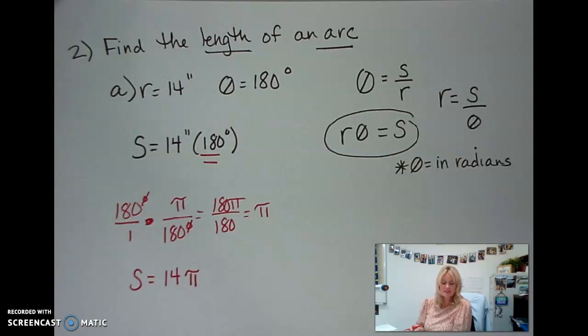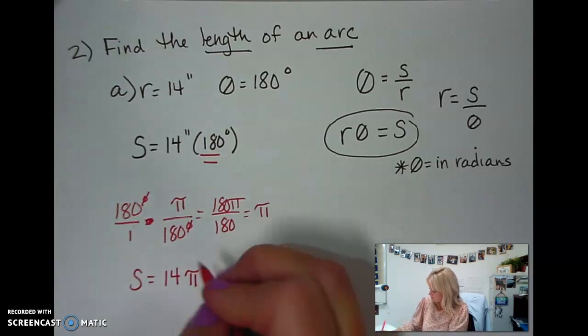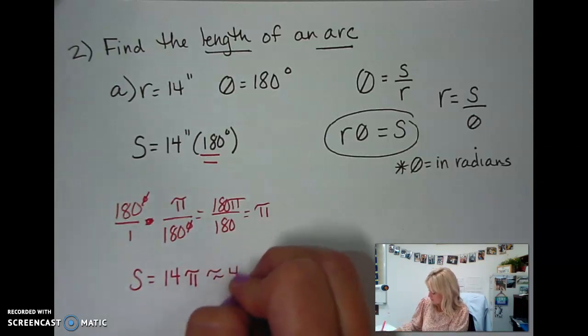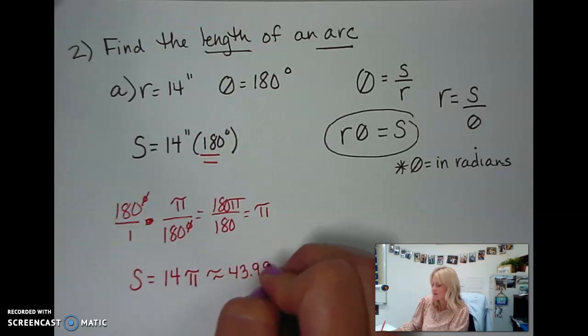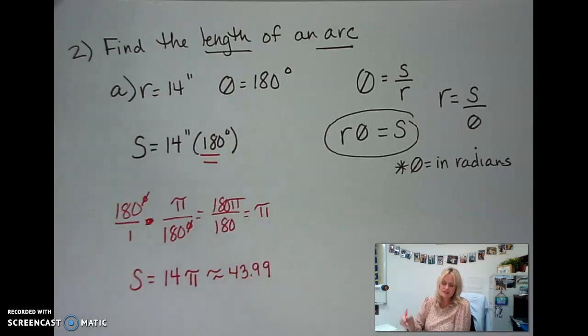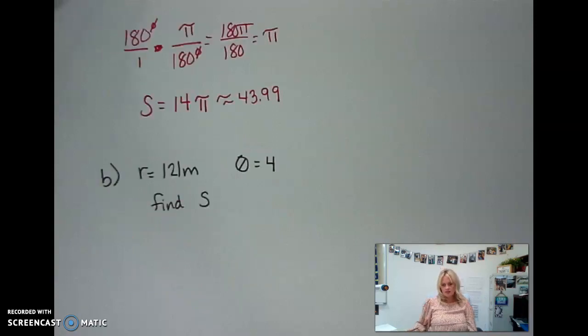You can leave it like that, or you can find out what 14 times pi is, and that is approximately 43.99, which would make a little bit more sense for us to measure an arc length like that. All right, try this one on your own. Pause it, and when you are done, you can look up and see my answer for that.